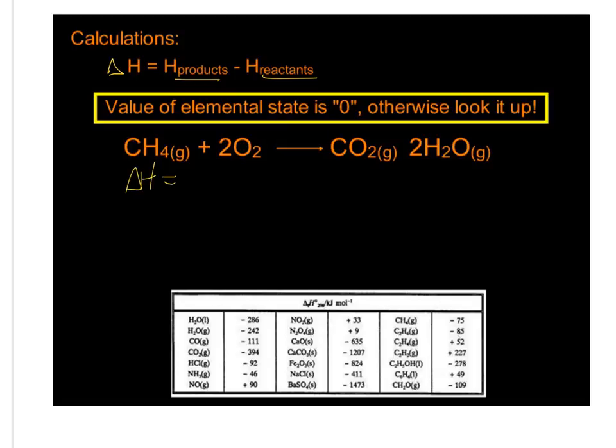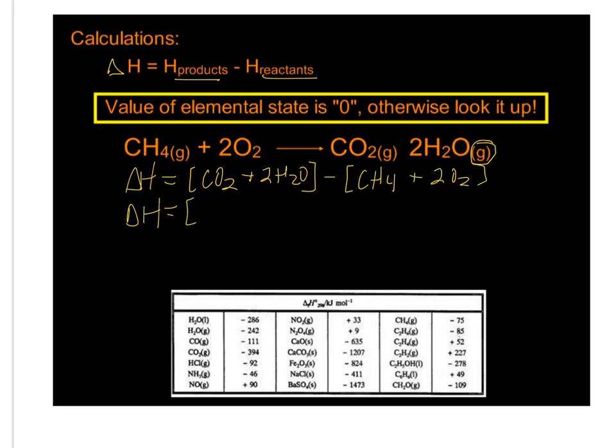So our equation is balanced, and we're going to take our products and we're going to subtract our reactants. So I have CO2 plus 2 waters, and these are gaseous water. Okay, you need to start paying attention to your states of matter. I'm going to subtract my reactants. I have a CH4 plus 2O2. Okay, now I'm just going to look these up on the table, plug them in.